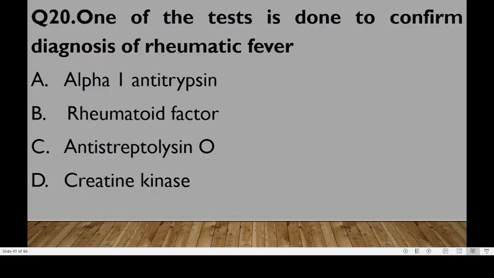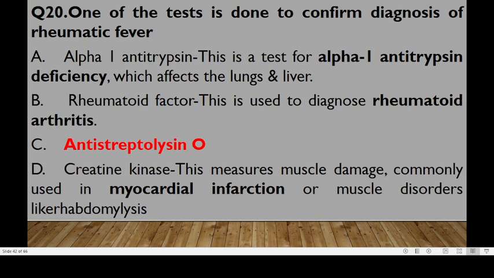One of the following tests is done to confirm diagnosis of rheumatic fever, right? Looking at number one, alpha 1 antitrypsin. This test is normally used for alpha 1 antitrypsin deficiency, which majorly affects the lungs and the liver. Rheumatoid factor is normally used to diagnose rheumatoid arthritis. Creatinine kinase measures muscle damage, commonly used in myocardial infarction or in muscle disorders like rhabdomyolysis. So the correct answer is anti-streptolysin O.